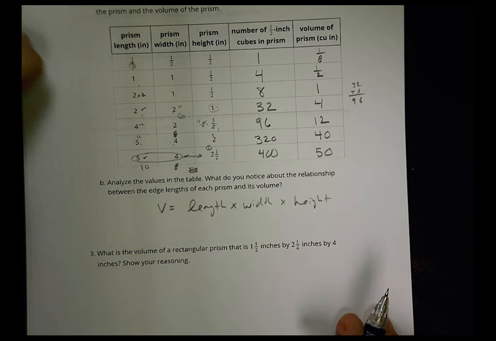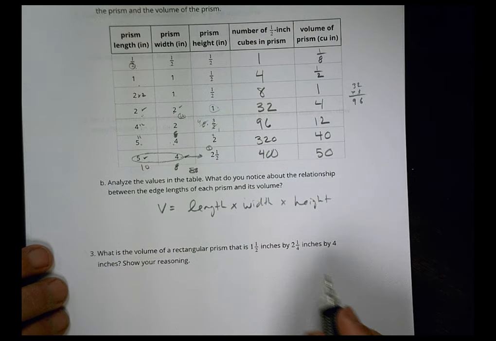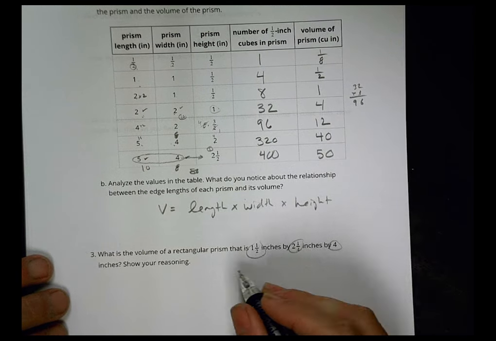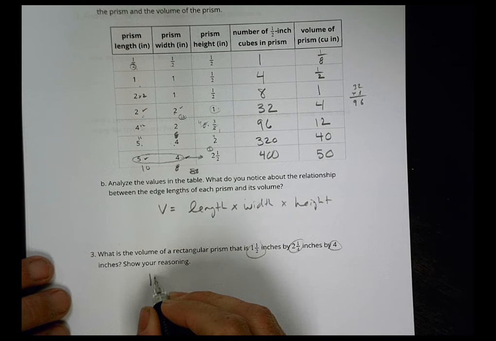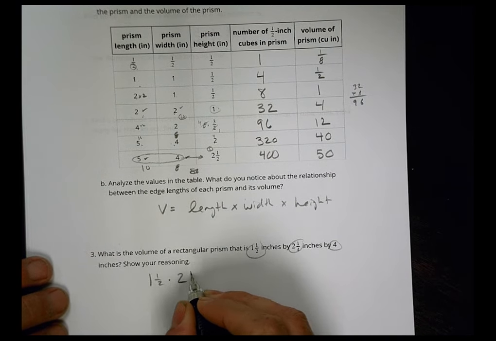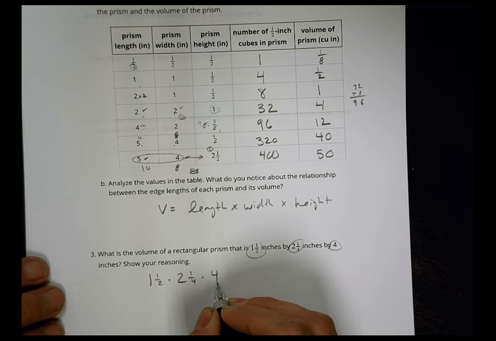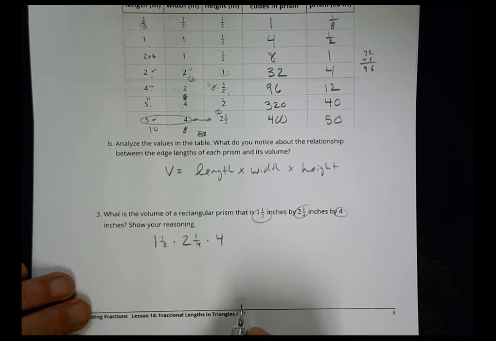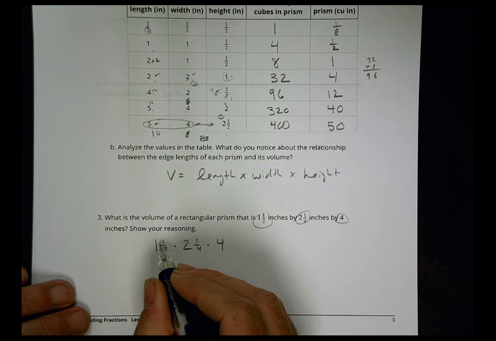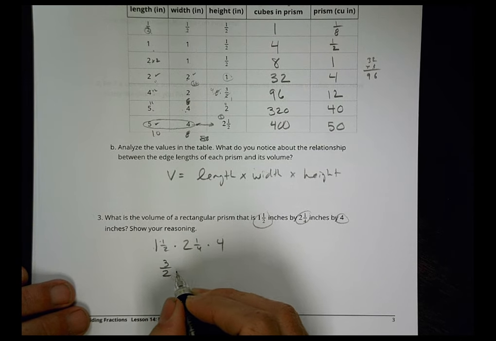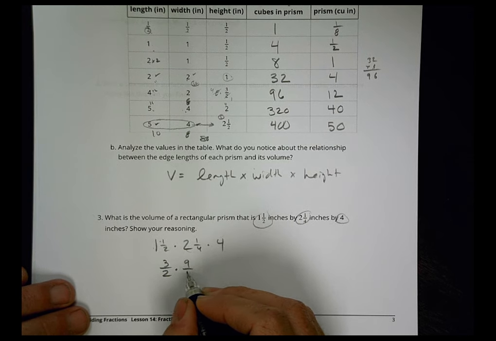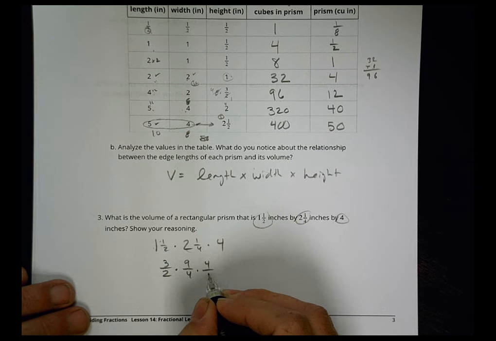So what's the volume of a rectangular prism that is 1.5 inches by 2 1/4 by 4? Well, we multiply those things together. We're going to do 1.5 times 2 1/4 times 4. I can make these mixed numbers into improper fractions. 2 times 1 is 2, plus 1 is 3, so 3 over 2. Times 4 times 2 is 8, plus 1 is 9. And then times 4 over 1.